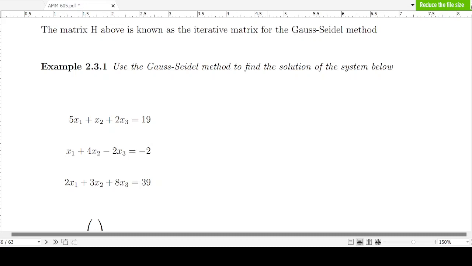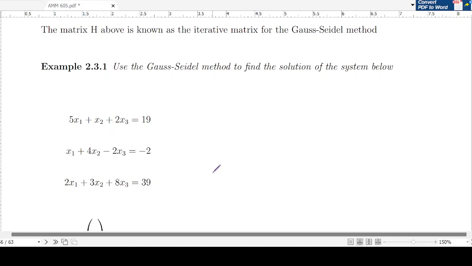Now, in this lesson, we want to look at an example of the Gauss-Seidel method. We did look at how to set up the Gauss-Seidel method in the previous lesson. We want now to look at an example.